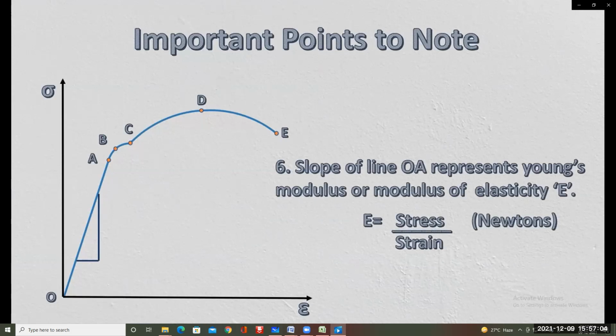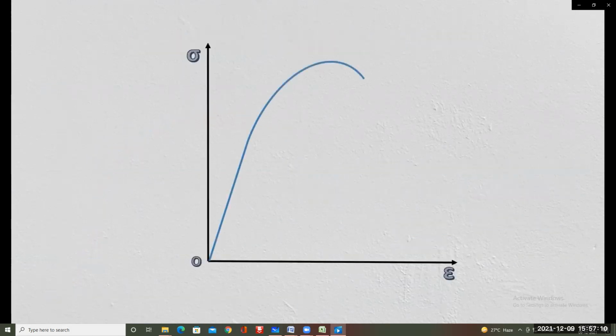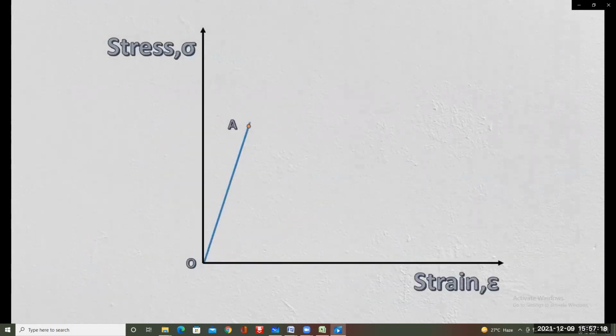A higher slope means a stiffer and stronger material, for example high carbon steel, and its curve will look like this. Whereas for a flexible material like elastomers, the curve will look like this. Remember, these curves are not to scale. With increase in stress beyond the proportional limit, strain begins to increase more rapidly for each increment in stress.